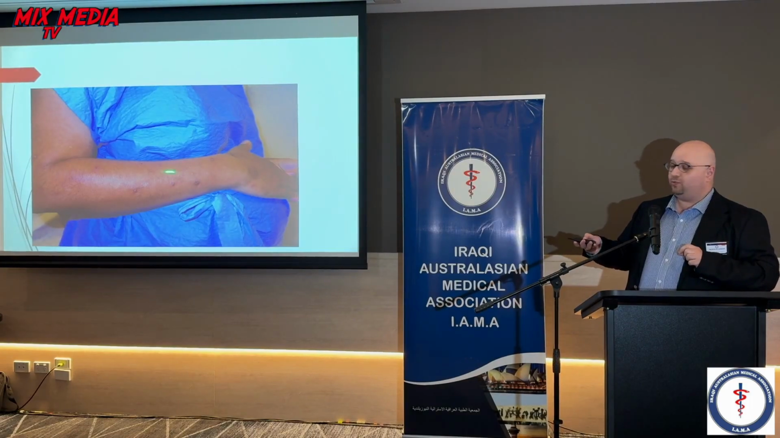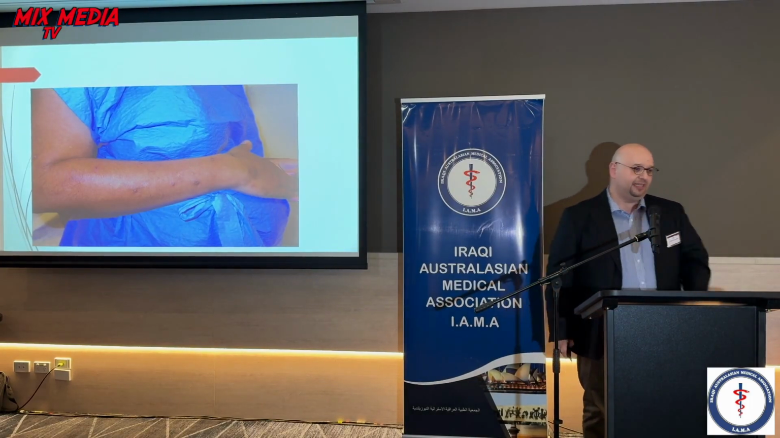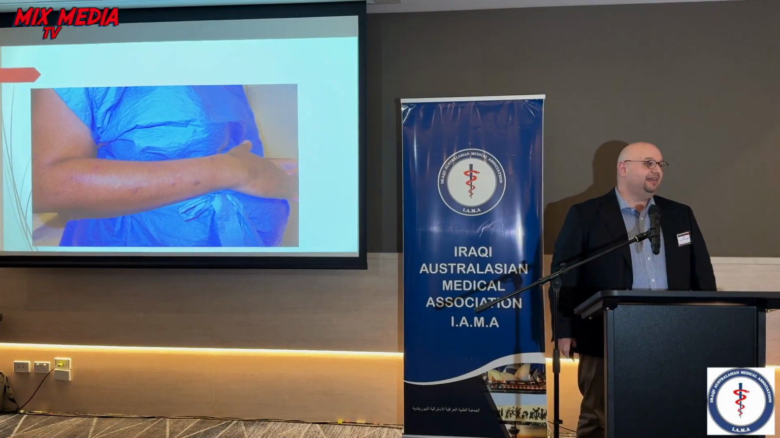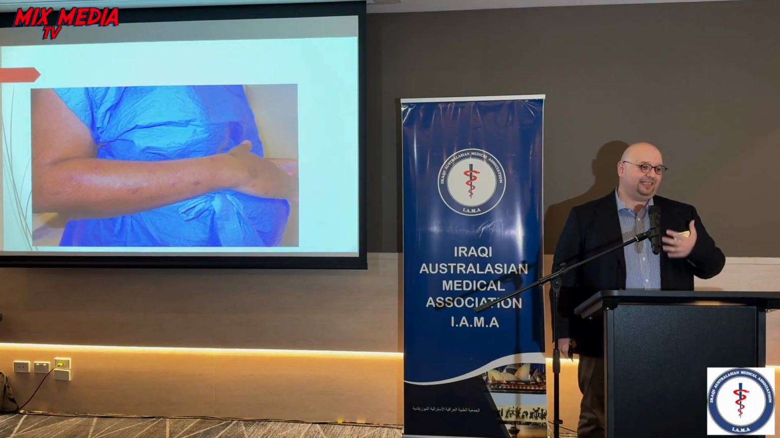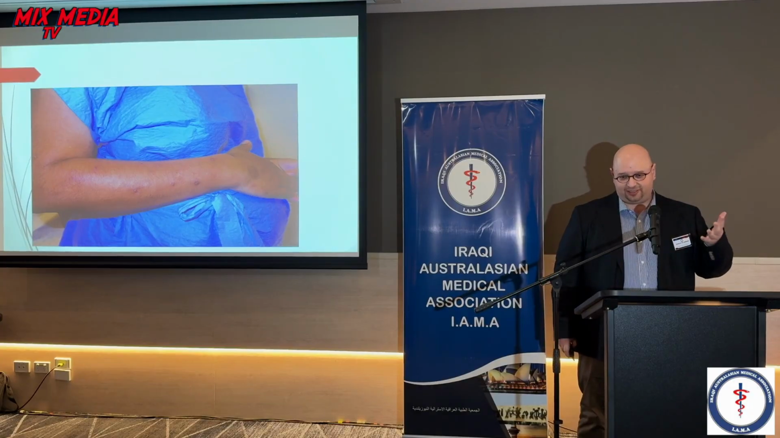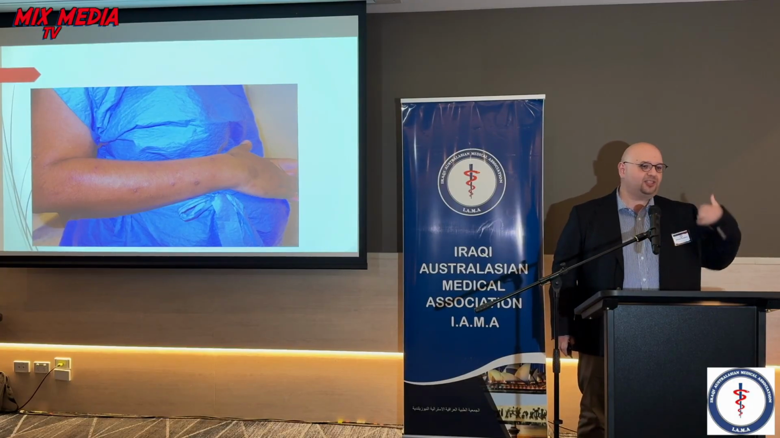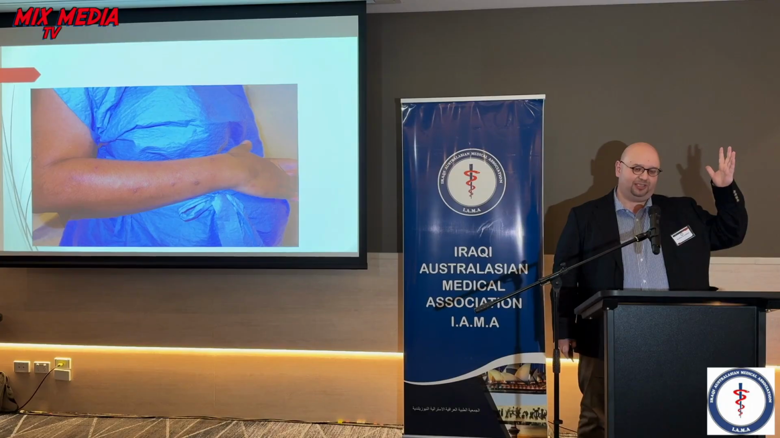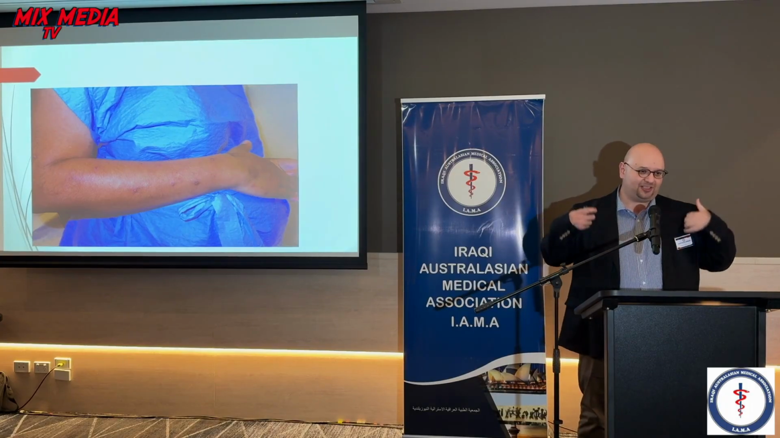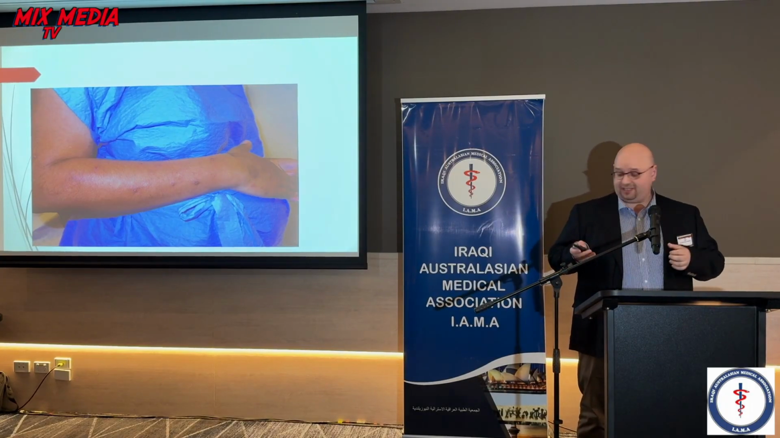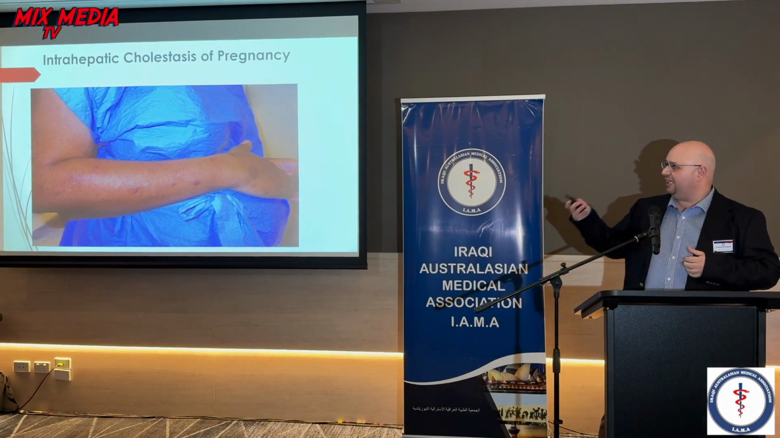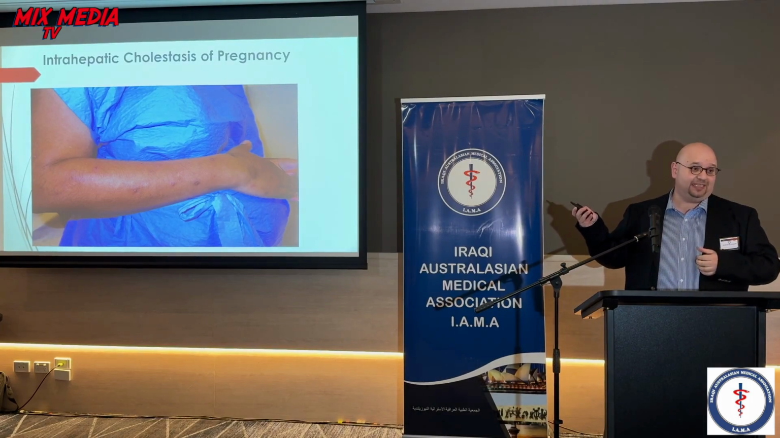Another very important one where you don't see a primary skin lesion. So basically intense itching, most likely starting in the third trimester, and you see a little bit of excoriation. So you think scabies, first of all, because there's nothing to see, just excoriation or prurigo lesion. Think always about intrahepatic cholestasis of pregnancy.